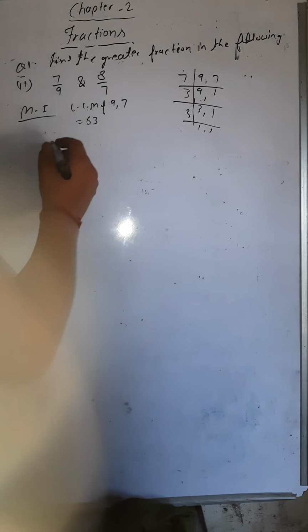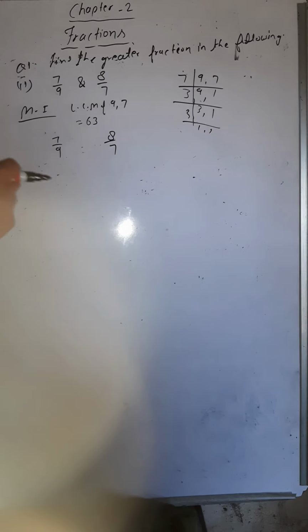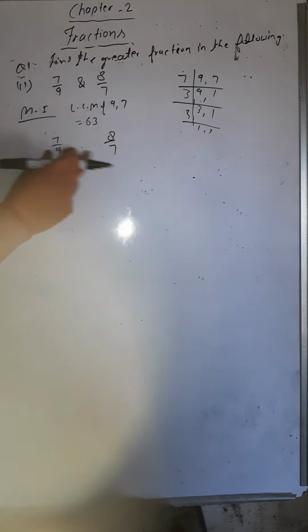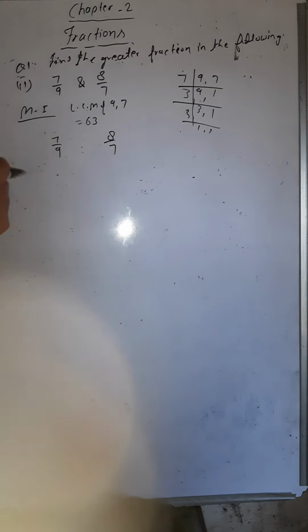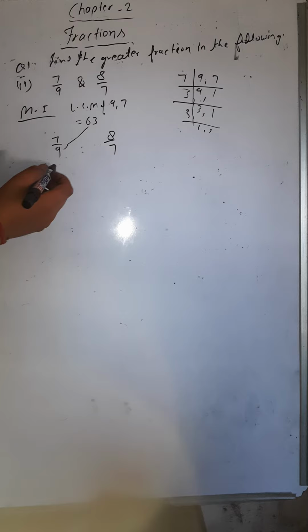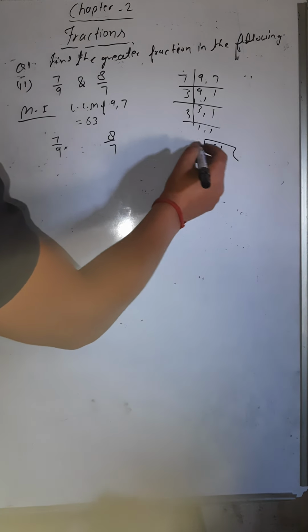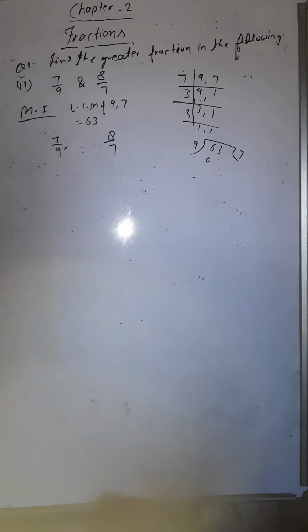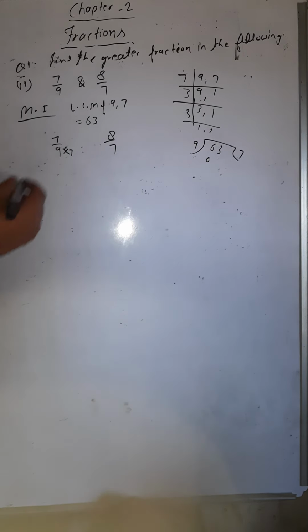Now what will I do? I will write both the fractions: 7 by 9 here and 8 by 7 here. Now I will try to make both the denominators, 9 as well as 7, into 63. So how will I make this 9 into 63? I will divide this 63 by this 9. How much will it come? 9 7s are 63, so 7 times going. So 7 will come. It means you will multiply this by 7, and the upside also by 7.